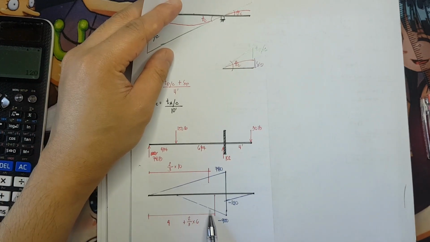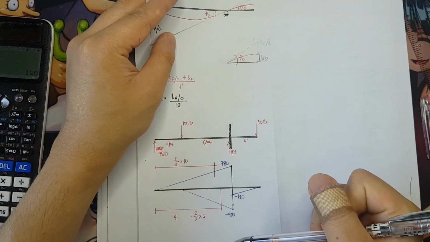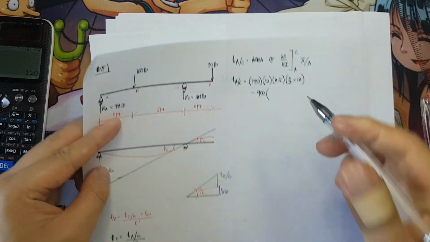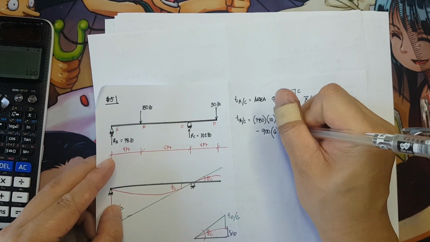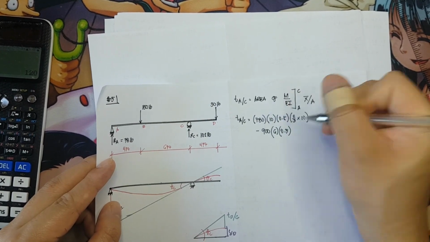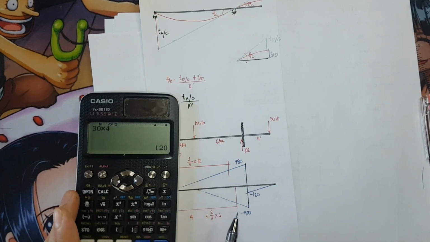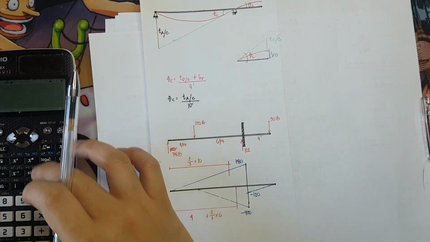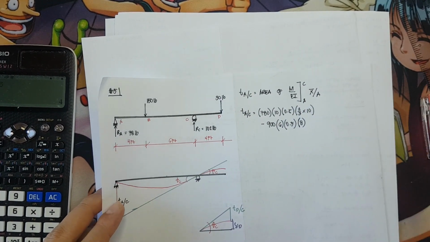Next, we have this area here. For the area here, that is minus, because it is below our baseline of 0. So minus 900, that is our height, times a span of 6 feet, so times 6, times 0.5 because it is a triangular load, times the lever arm. So what is 2/3 of 6? That is 4. Yes, plus 4, that is 8. A lever arm of 8. And that's it.